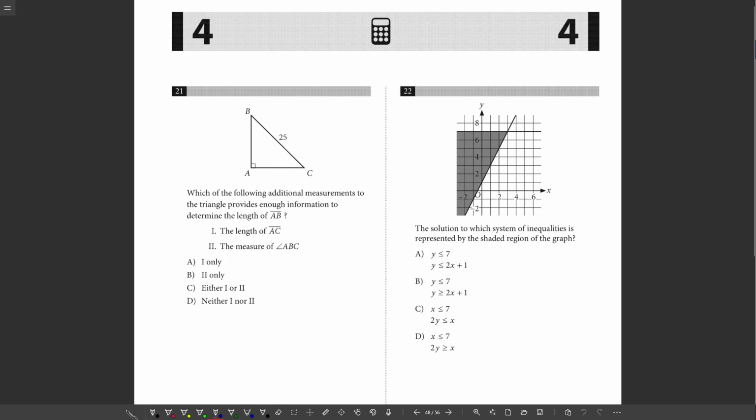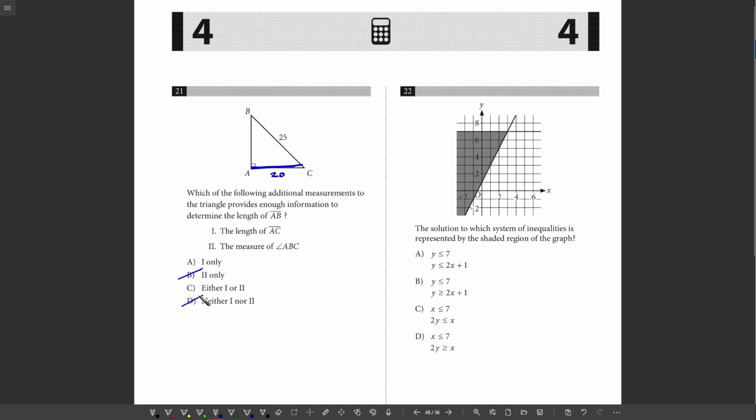21. Which of the following additional measurements to the triangle provides enough info to determine AB? So I know that the hypotenuse is BC, but right now I don't have enough information because I would need, for example, another side. So when I look at 1, if I'm told that's 20, I can use the Pythagorean theorem. So yes, 1 would help.